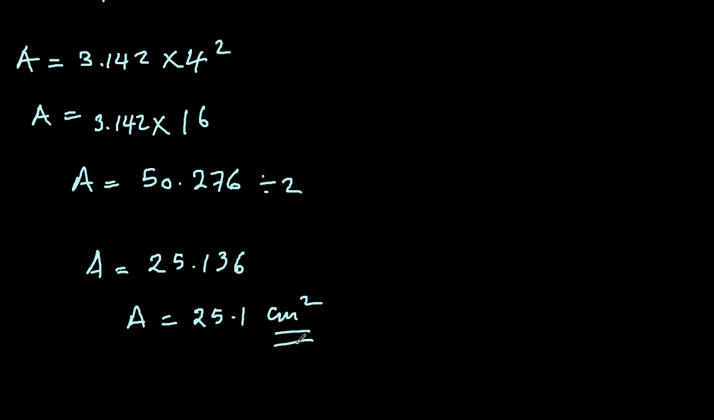So what we learned in this presentation is how to find the area of a circle when the radius is given or when the diameter is given, how to find the radius of a circle if the area is given, and in this question how to find the area of a semicircle. The area of a semicircle is just half of a circle.